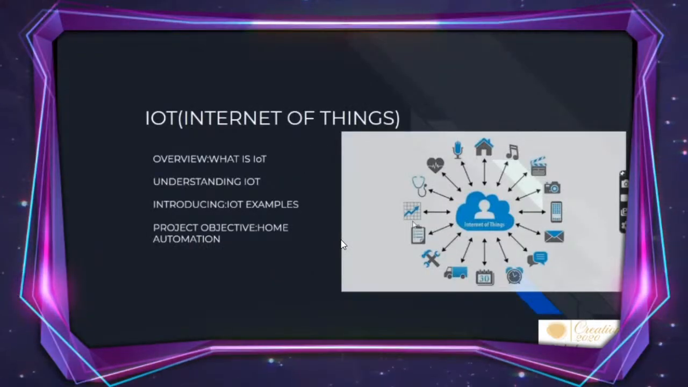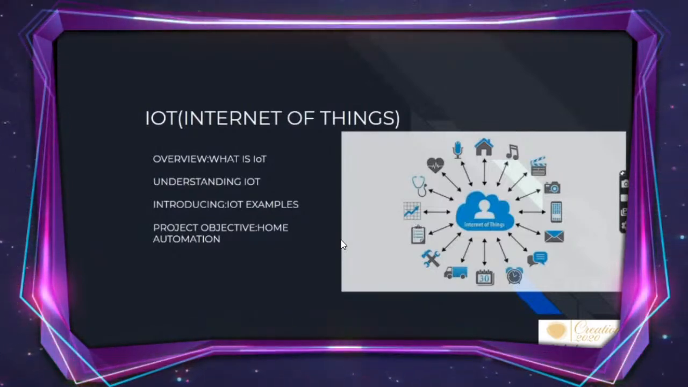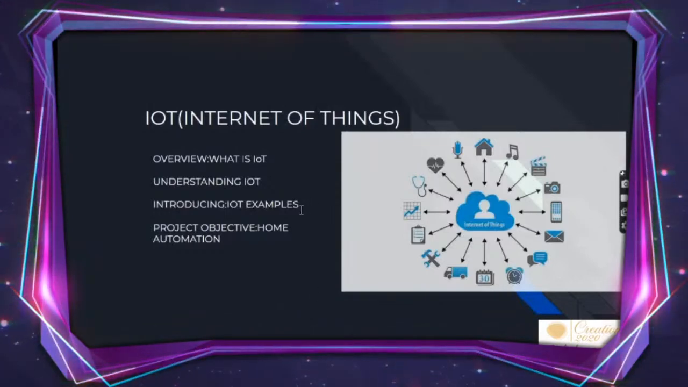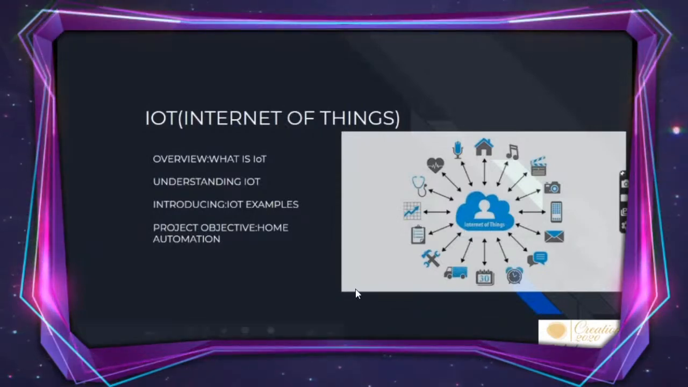In this presentation we will look at what is Internet of Things, we will understand how the Internet of Things works, we will see some examples which are applicable in the real world, and then we will move on to the main objective of this presentation, which is home automation.